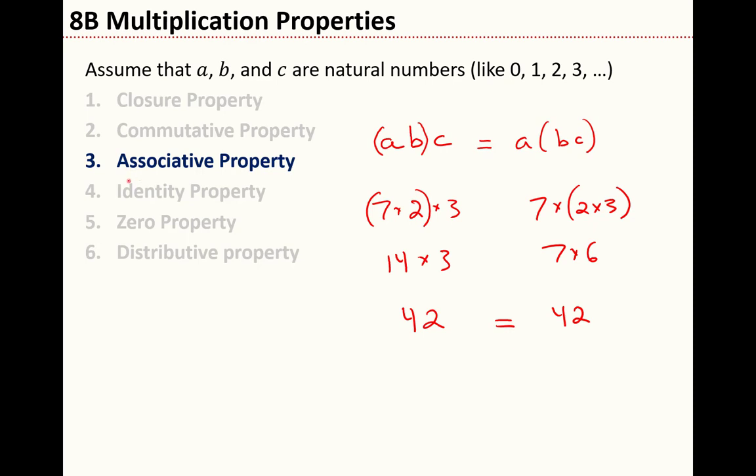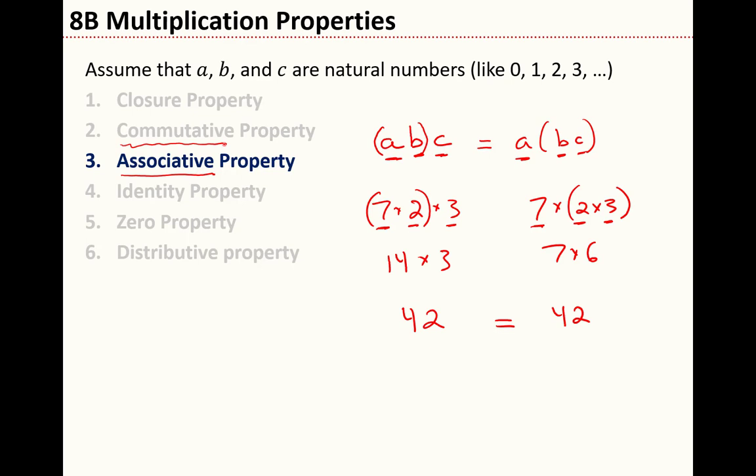One thing to note with associative is that the order stays the same. I have A, B, C in that order. In my number example, I had 7, 2, 3, and the order stayed the same. It was only the grouping that changed. The associative property says it doesn't matter how I group things. The answer will be the same. It's the commutative property where I start moving things around.